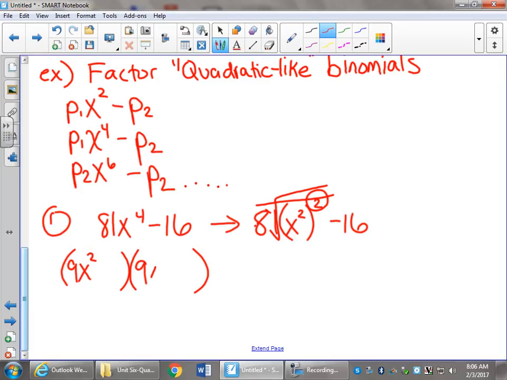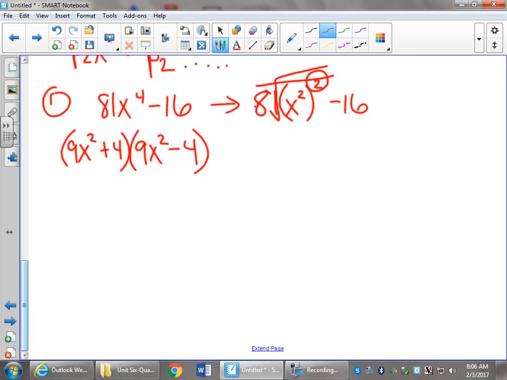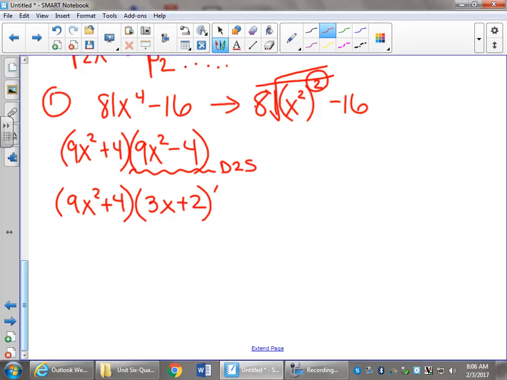So you have 9x squared in both, and then plus 4, minus 4. Always double check before you say you're done, because this right here is another difference of two squares. That can go further. Make sure you don't attempt to factor a sum of two squares. Those are not factorable. And we'll get 3x plus 2 and 3x minus 2.